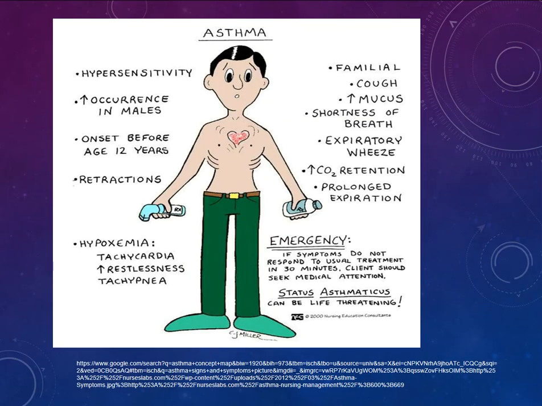Asthma has an increased occurrence in males. The onset is usually in childhood, and it does show familial inheritance. An asthma attack can be a true emergency. If symptoms persist and do not respond to normal treatment within 30 minutes, patients should seek emergency medical attention. Status asthmaticus can be life-threatening, so we really do need to treat this urgently. So it becomes a priority.